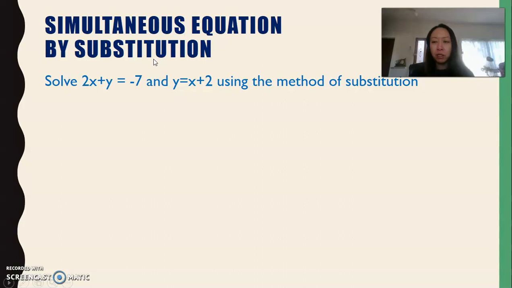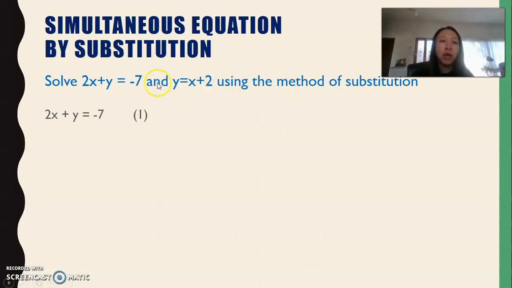If you're a student doing a test, and the question requires you to solve simultaneous equations by substitution, you have to use this method, the method of substitution, so that you can get marks for your working.